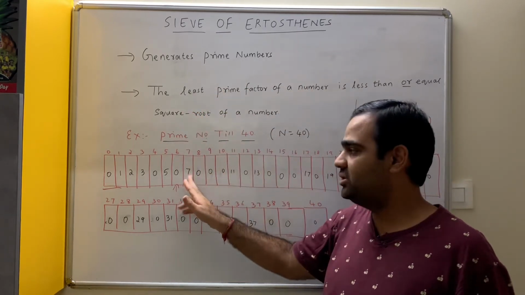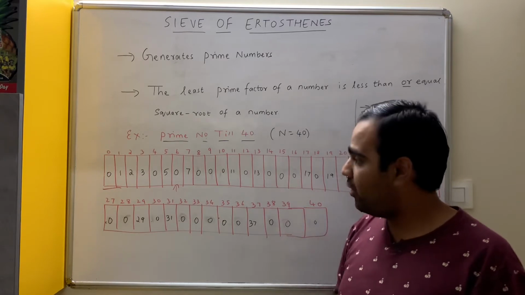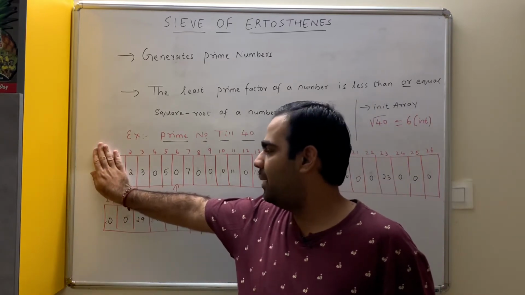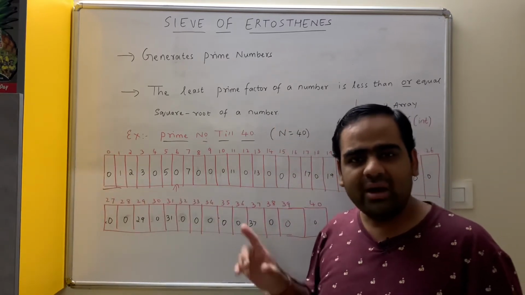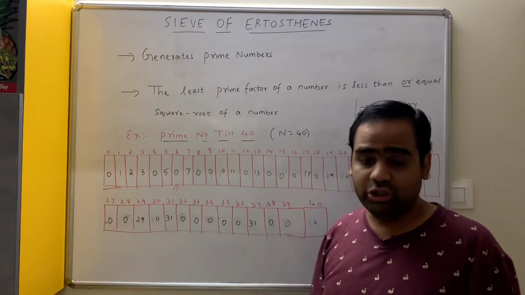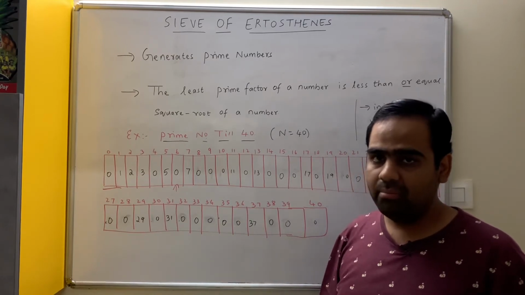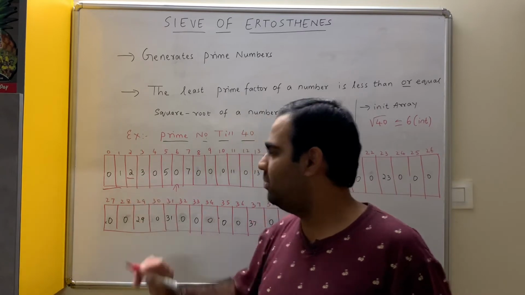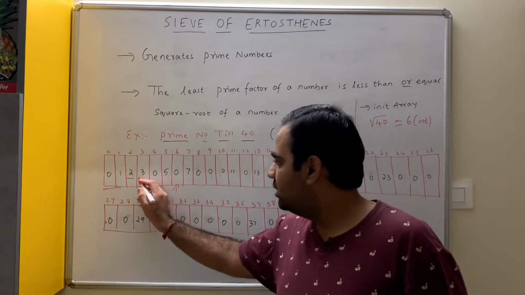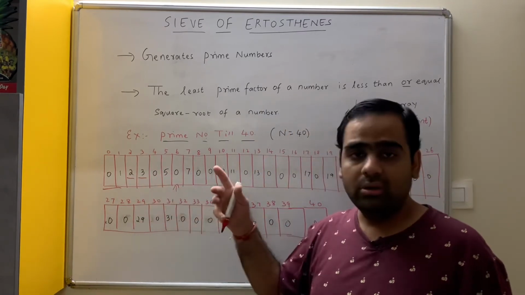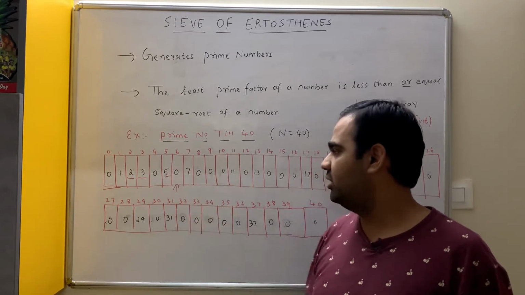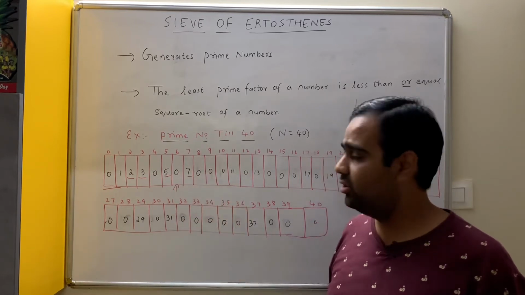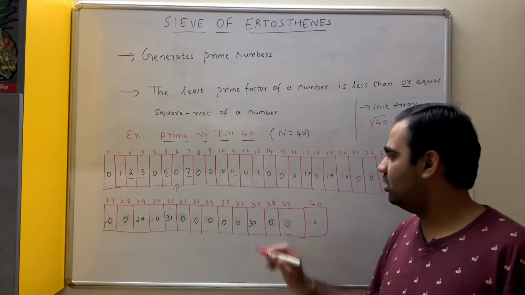Now I have reached 7. I stop here. Now apart from 0 and 1, whatever are there in the array which are non-zero, they are the prime numbers. Now 2 is a non-zero number, therefore it is a prime. 3 is a prime, but it is 0, leave it. 5 is a prime because it is non-zero. 7 is a prime because it is non-zero. 11 is a prime, it is non-zero.